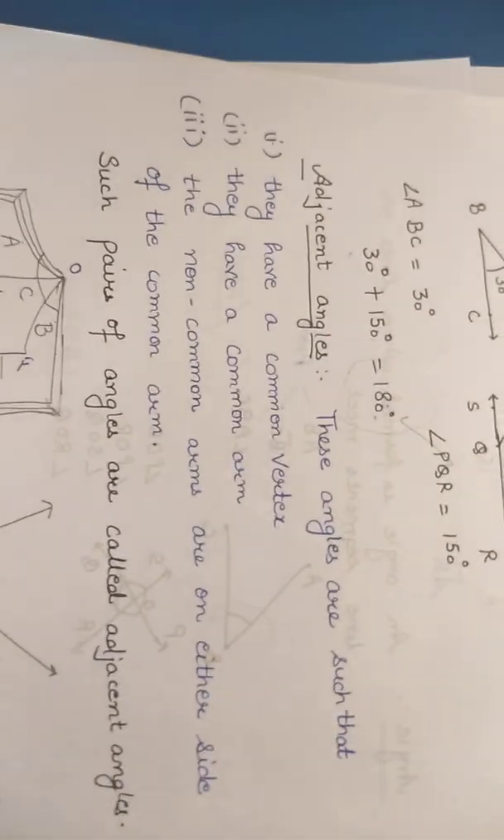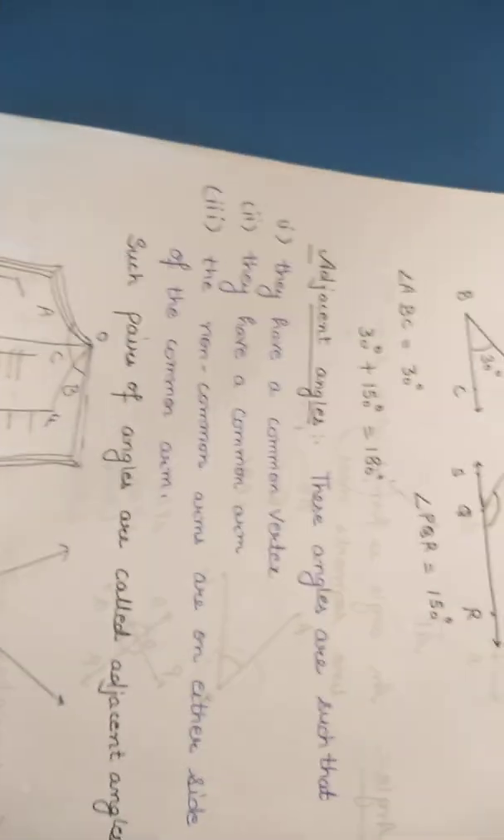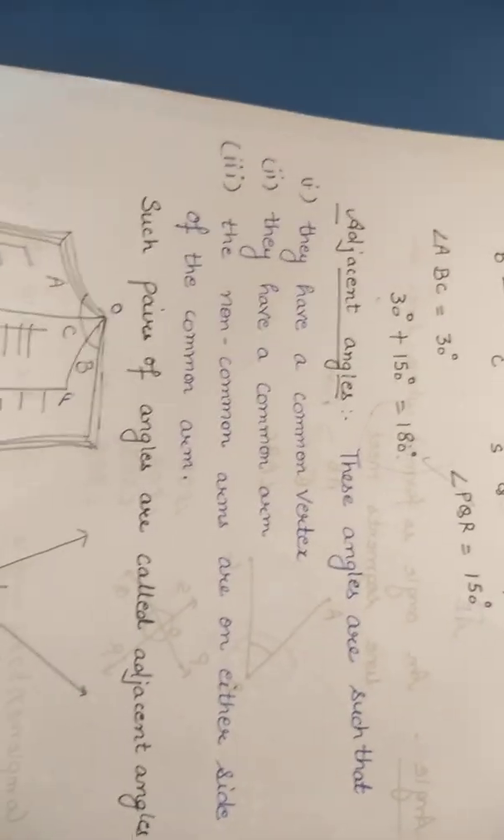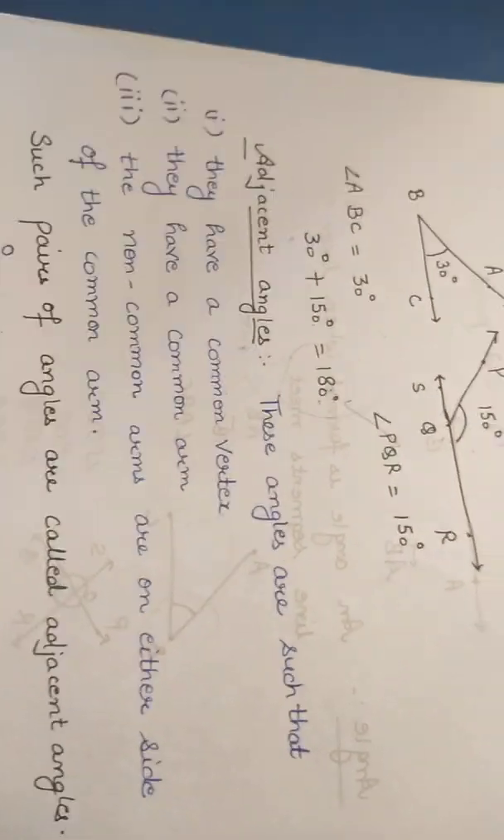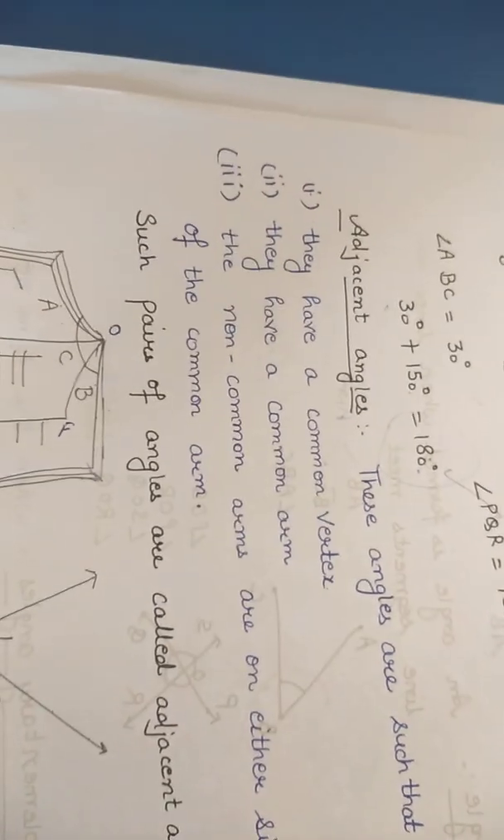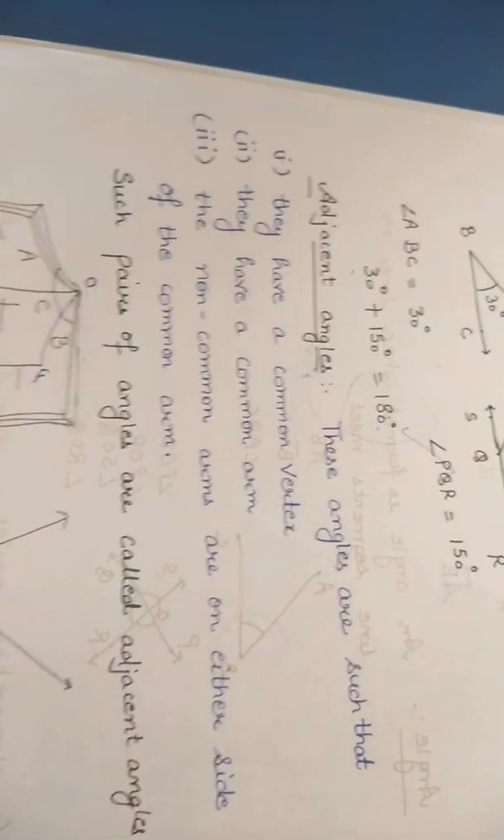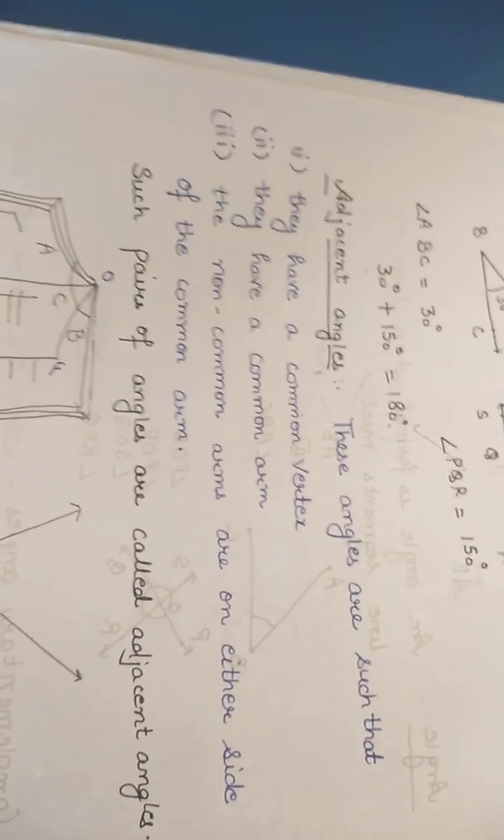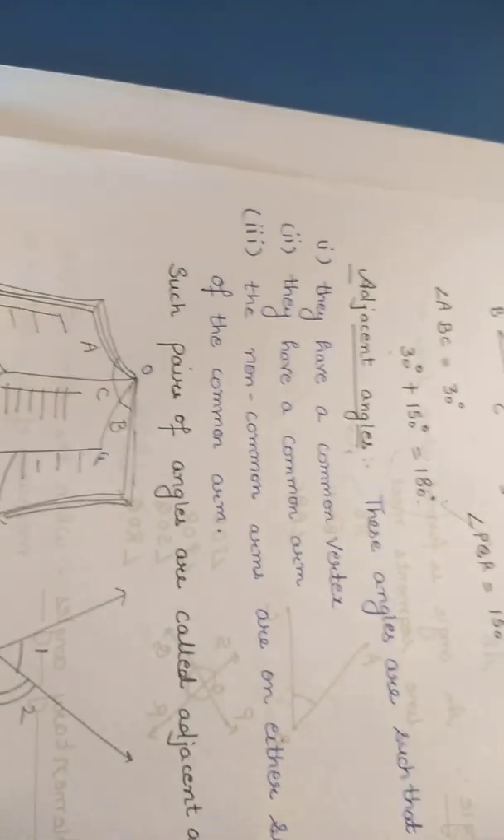Now next is adjacent angles. Now, what are adjacent angles? A very interesting question. These angles are such that they have a common vertex. Now first tell me, what is a vertex?